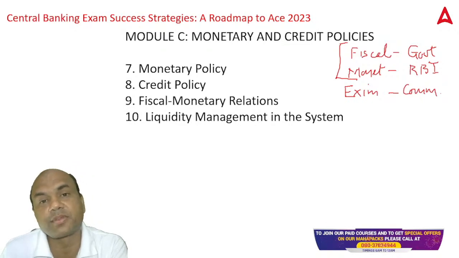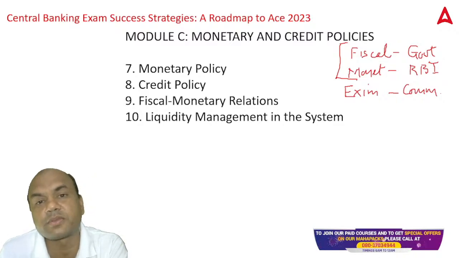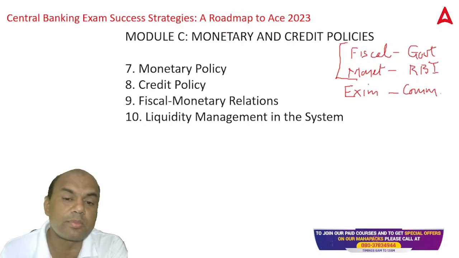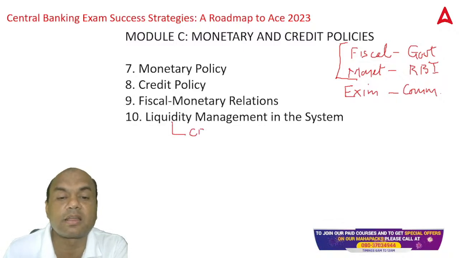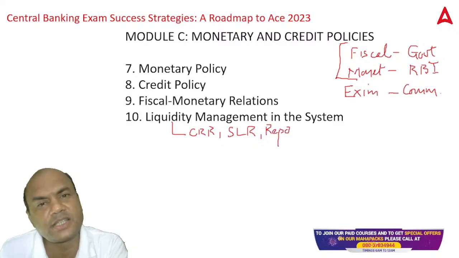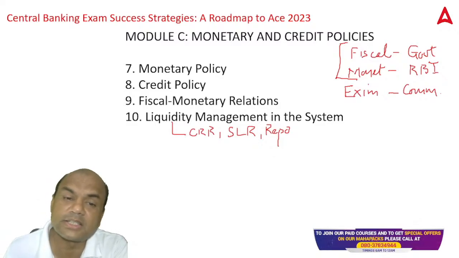So what are the relationships? Relationship means how they differ. What is the role or focus of the government? The government will always focus on reducing inflation. RBI will focus on keeping the monetary system stable, right? That's why this is an important topic. Liquidity management in the system will include all your CRR, SLR, and repo. Not only these three: MSF, SDF, LAF, MSS, all these things will be included in this.